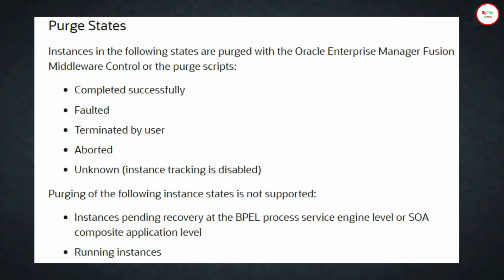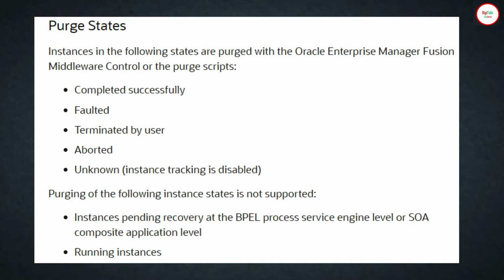Each and every instance has a state. If it is executed successfully, the status will be completed successfully. If there is a fault in the instance, it will be stored with the status of faulted. You can also terminate the instance from the console; if it is terminated by the user, the status would be different. If it is aborted in between, the status will be aborted. And if it gets stuck for different reasons, for example the instance tracking is disabled, the status could be unknown.